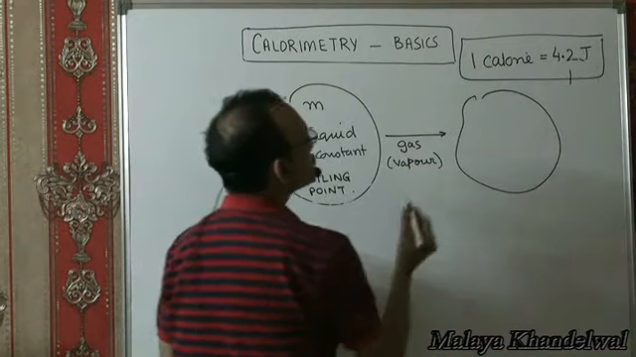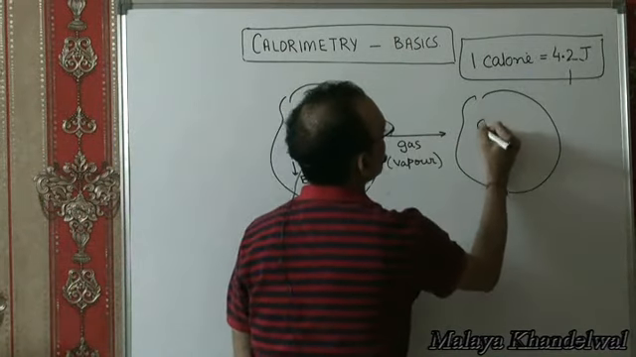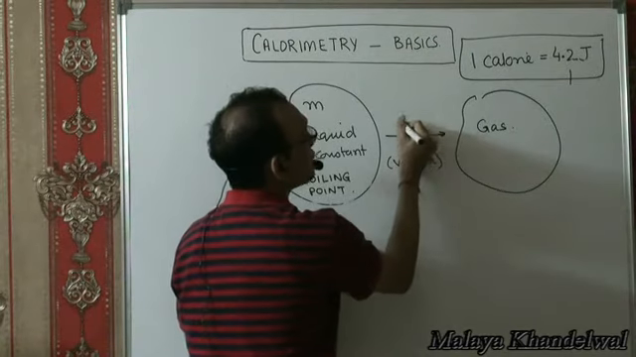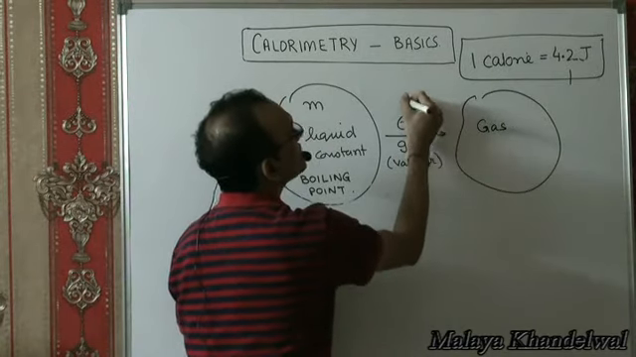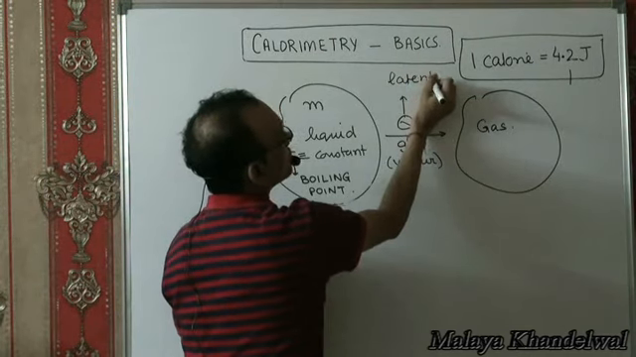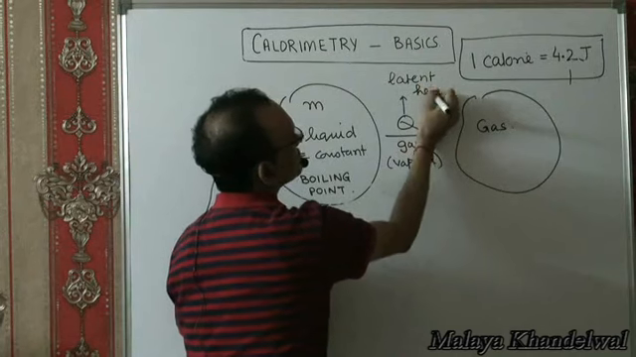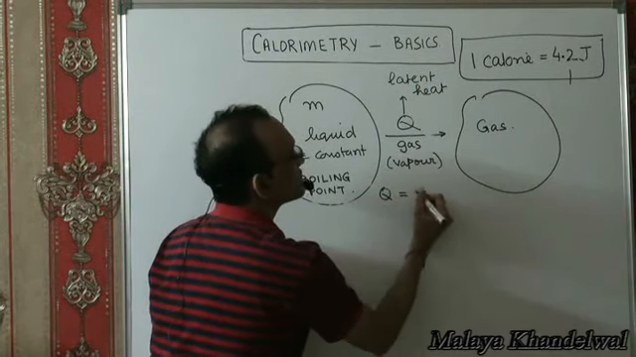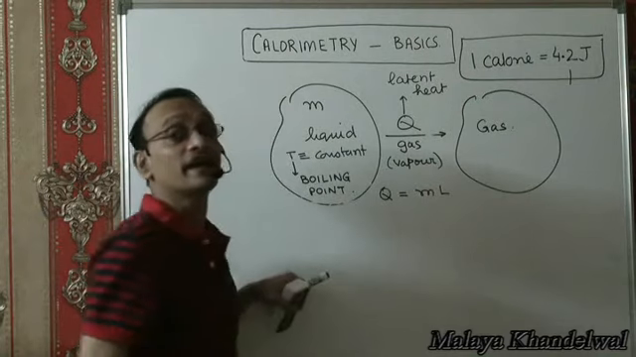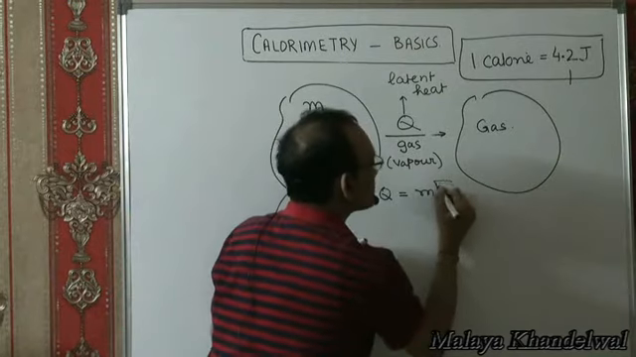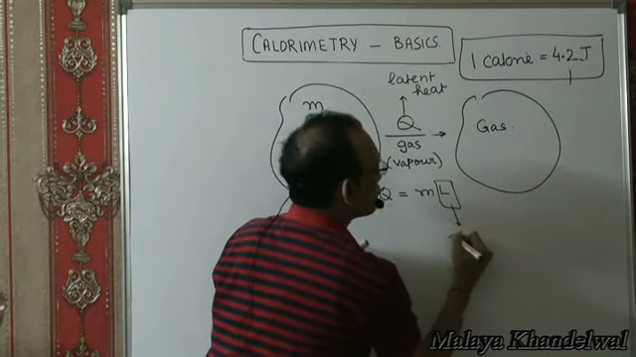And the amount of heat that would be required, so this is like conversion into gas. All the heat that is required in the process is called latent heat of vaporization. This is latent heat. And the amount of heat Q is given by M into L, where L is going to be a property of the substance, and it's called latent heat of vaporization.